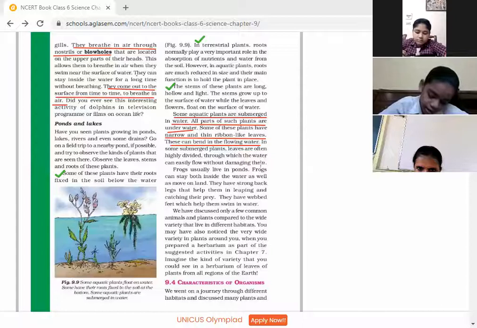Frogs usually live in ponds. Frogs can stay both inside the water as well as move on land. They have strong back legs that help them in leaping and catching their prey. They have webbed feet, which help them to swim in water.